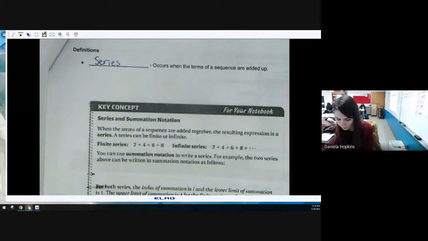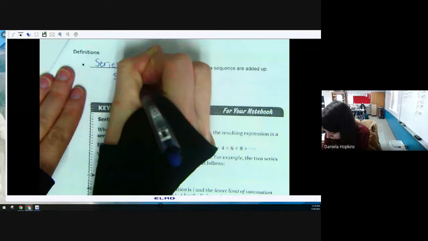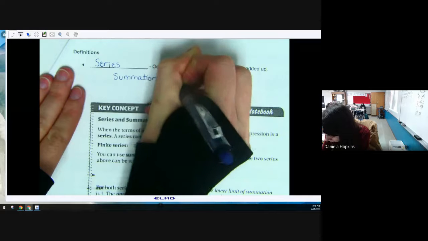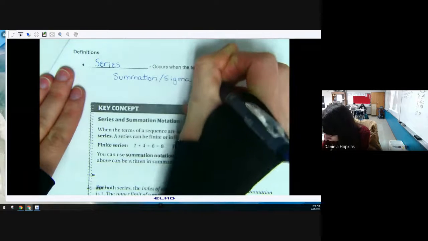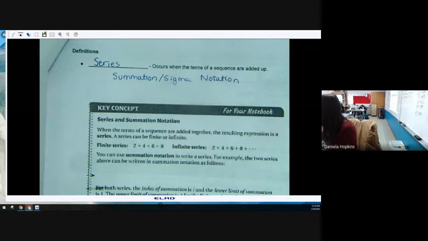It has two kind of names. Summation or sigma notation. Summation or sigma notation. My pen is about to die, so I'm going to swap pens here.